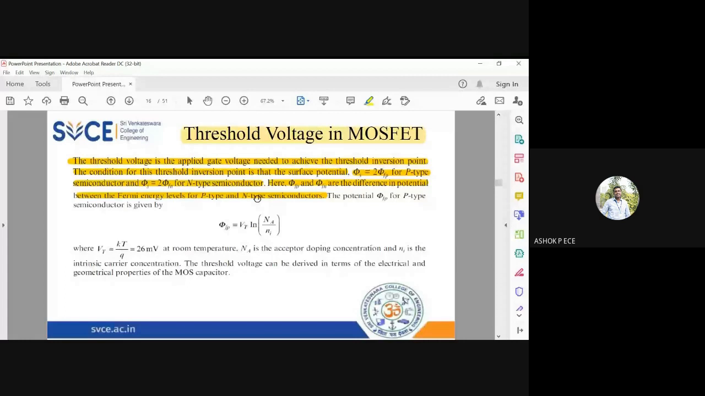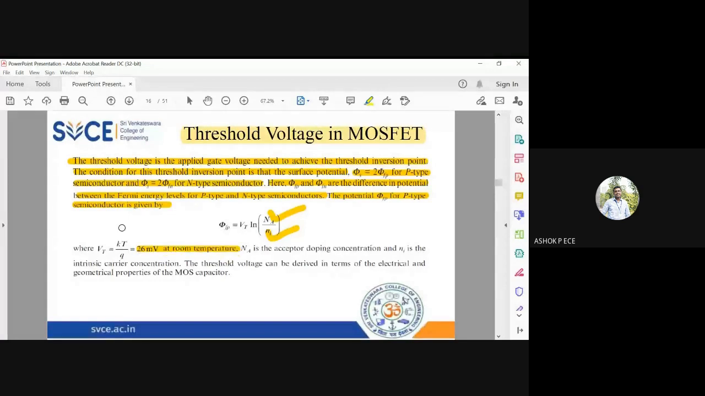In general, the potential phi FP for a P type semiconductor is given by phi fp equal to Vt ln Na by Ni. Na is the acceptor impurity concentration, and Ni is the intrinsic carrier concentration. And you know Vt is the thermal voltage given by kT by q. At room temperature, this Vt will be approximately equal to 26 millivolt.